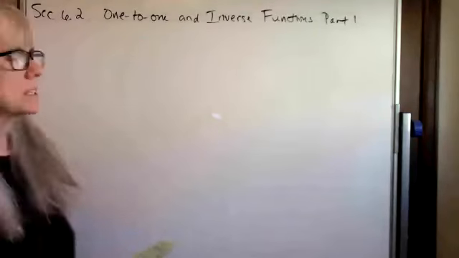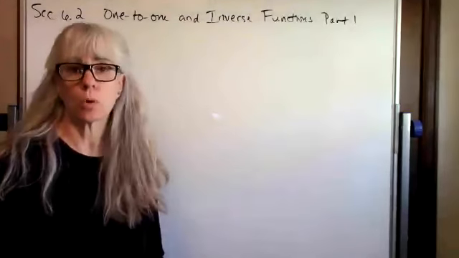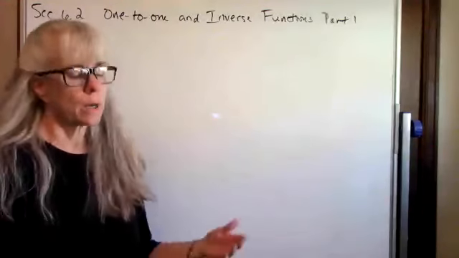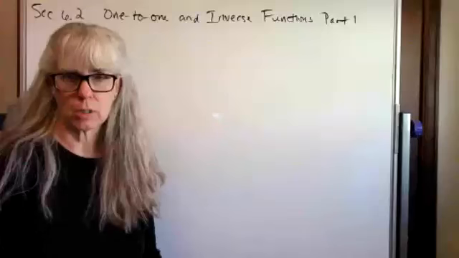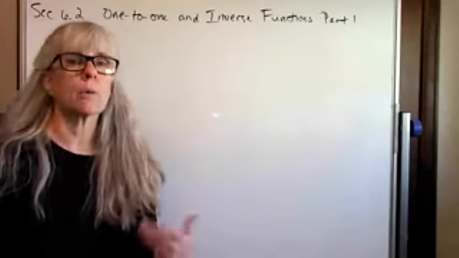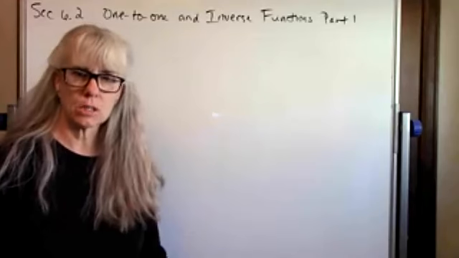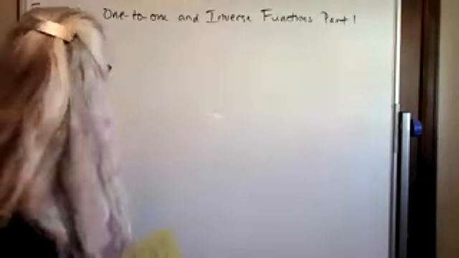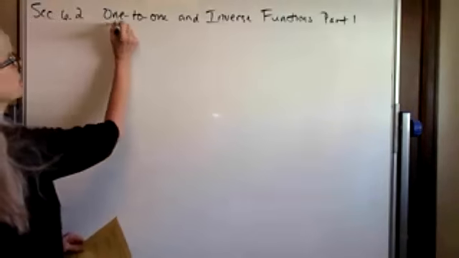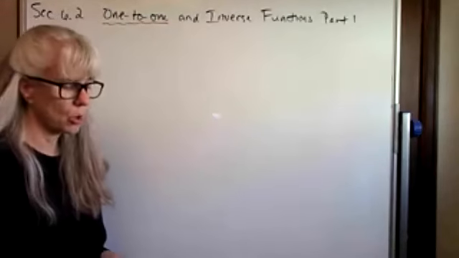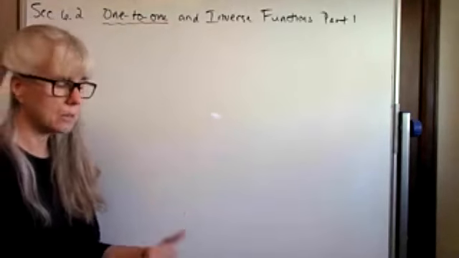So in section 6.2, we lay more groundwork for a dive into exponential and logarithmic functions. We're going to talk about one-to-one and inverse functions. So we've talked about composite functions and how you can put a function into a function. And now we're going to talk about two special classifications of functions and inverse functions. So first, let's define a one-to-one function. A function is one-to-one if every element in the range corresponds to only one element of the domain.